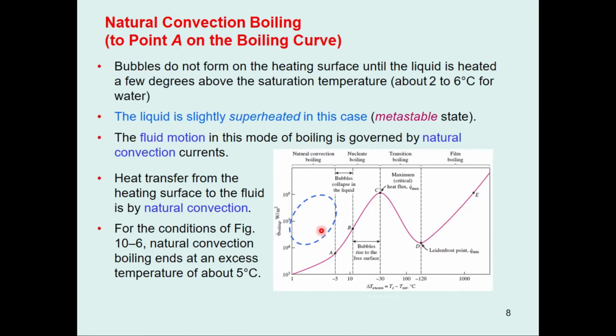So the water is mainly in the superheated state, which is a kind of metastable state. And the fluid motion in this kind of boiling is actually explained by the natural convection currents. And the heat transfer from the solid surface to the liquid is actually given by the natural convection. So this natural convection boiling is taking place when the delta T excess is in the range of 1 to 5.